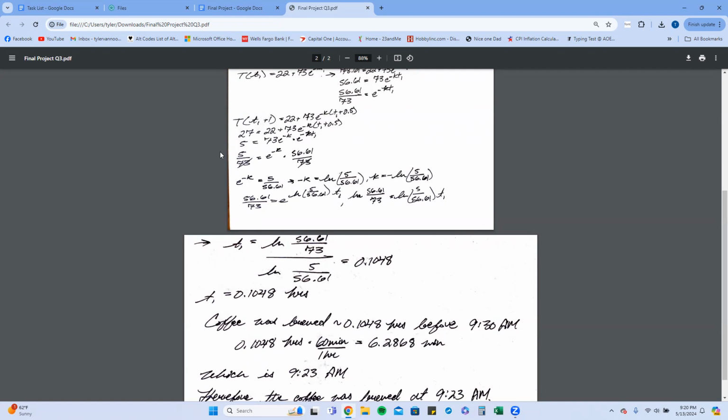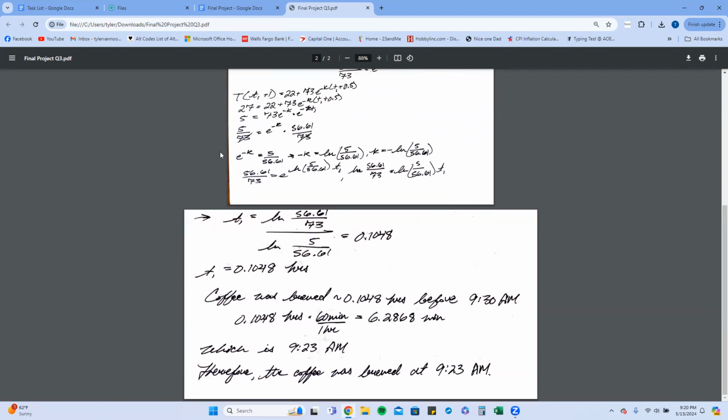Further down, we go to the relationship 56.61 over 73 is equal to e to the natural log of 5 over 56.61, which is our substitution for k, times t sub 1. And then we get natural log of 56.61 over 73 is equal to natural log of 5 over 56.61 times t. We can solve that for t sub 1, giving us natural log of 56.61 over 73 divided by natural log of 5 over 56.61. And that gives us 0.1048 hours, showing us that the coffee was brewed 0.1048 hours before 9:30 a.m.